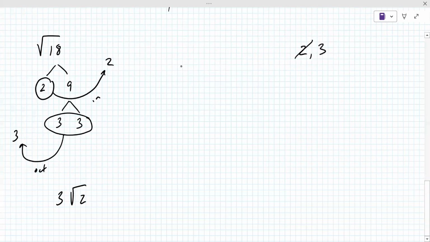Okay, so let's look at the square root of 63. Does 2 go into 63? No. Does 3 go into 63? Yeah. Okay, how many times?